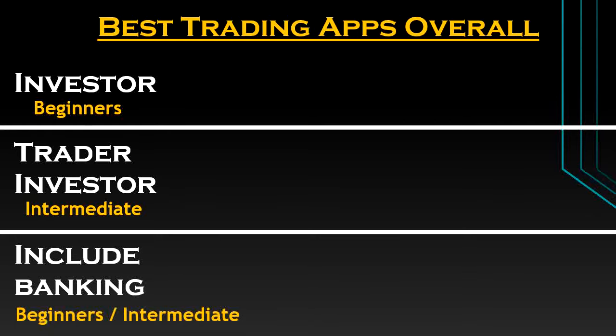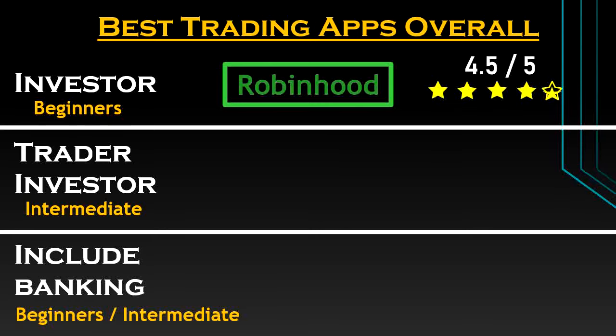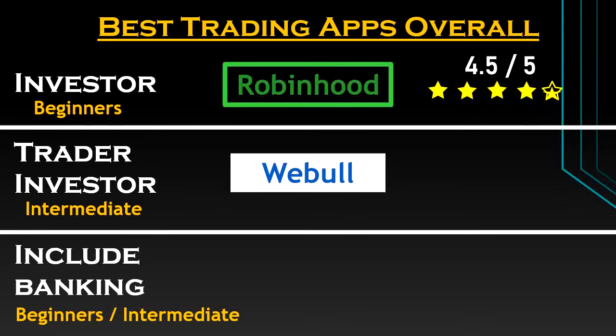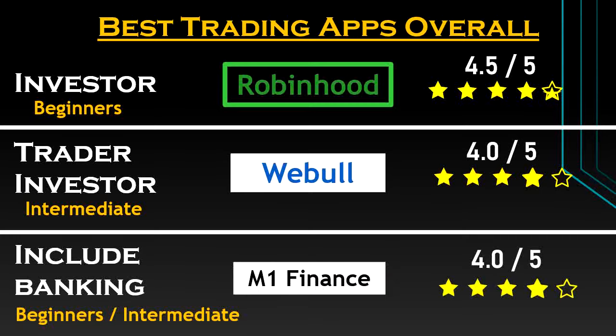In the investors category, the clear winner is Robinhood, which gets 4.5 out of 5 stars and is the best option for beginners. And if you consider yourself to be more of a trader than an investor, then Webull is the best choice for you. With 4 out of 5 stars, Webull has all the necessary technical analysis tools to facilitate traders. And if you want to include banking, M1 Finance with 4 out of 5 stars would be a solid choice.